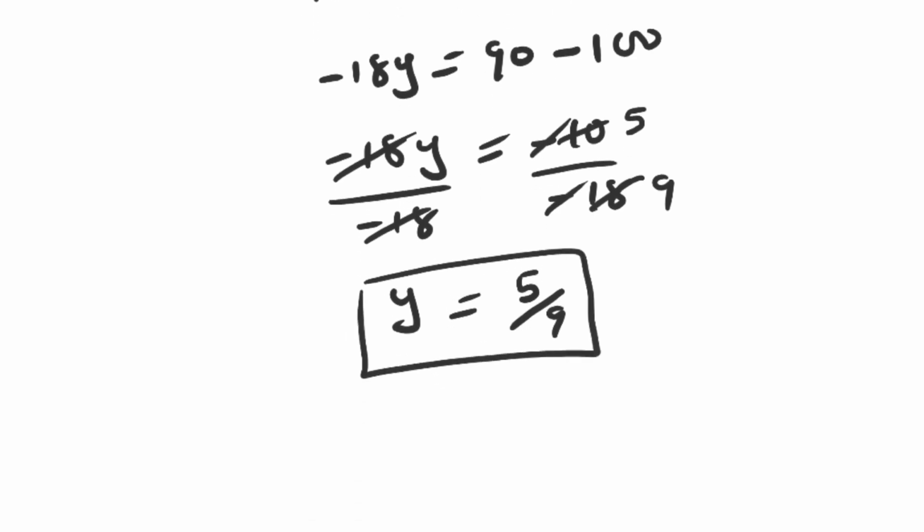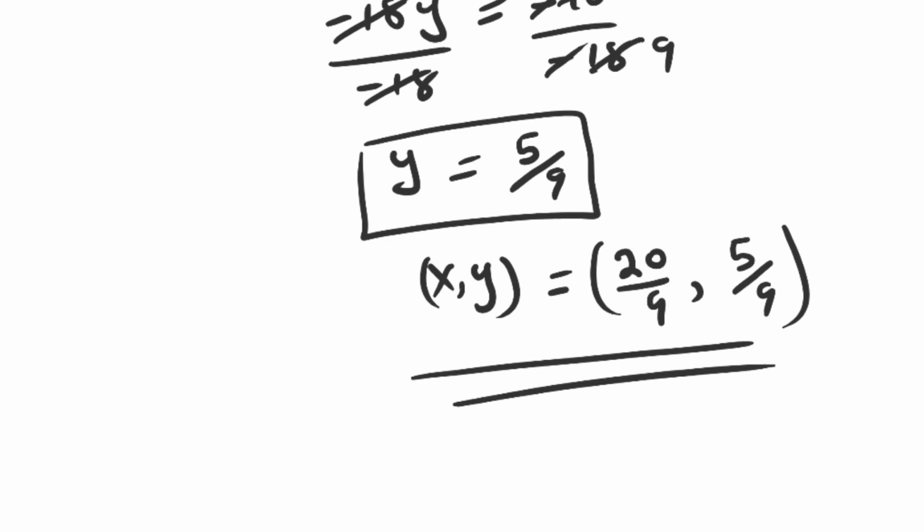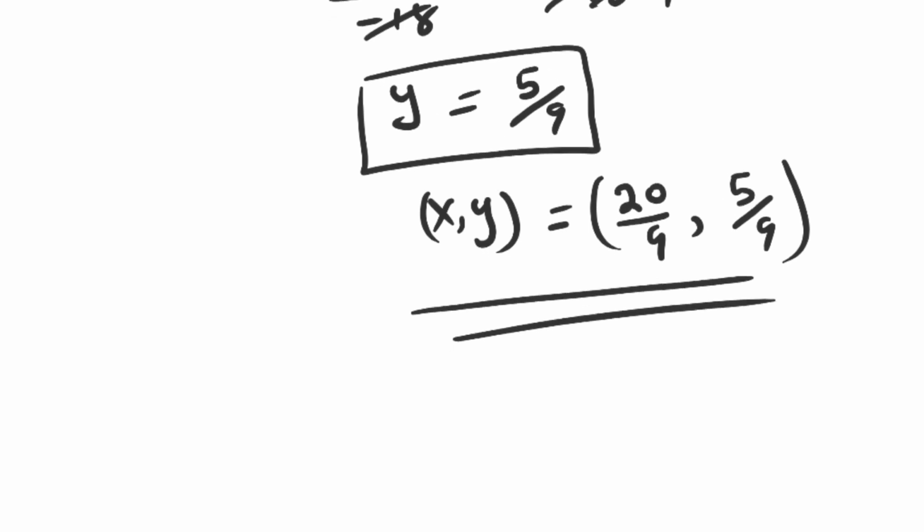Therefore, our final answer is (x, y) is equal to (20 over 9, 5 over 9). This is the final answer. We may check to confirm if this answer is right or wrong. Let's check.